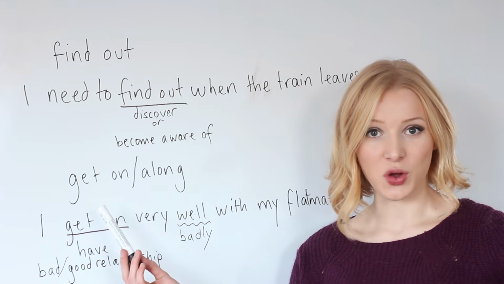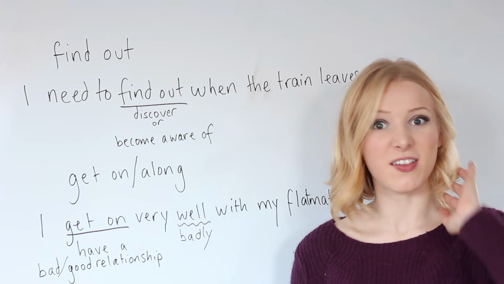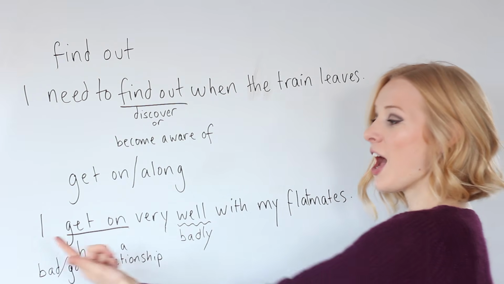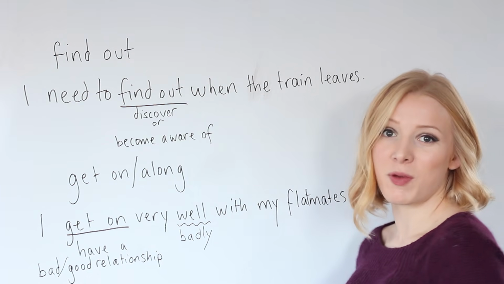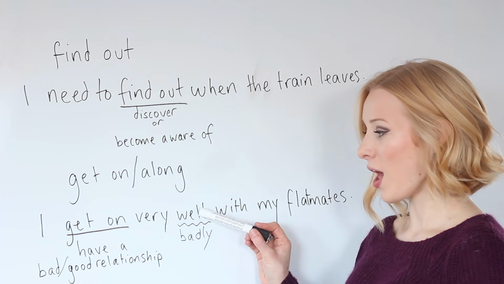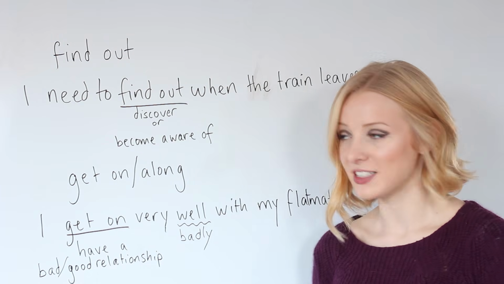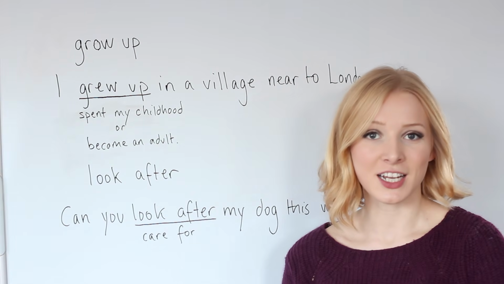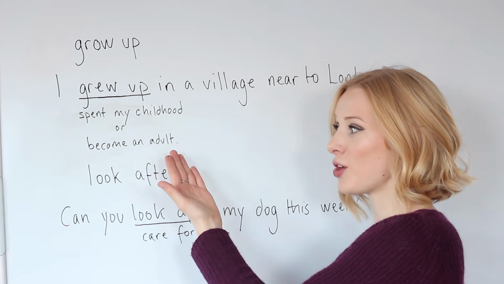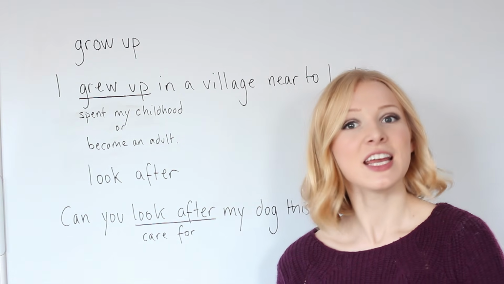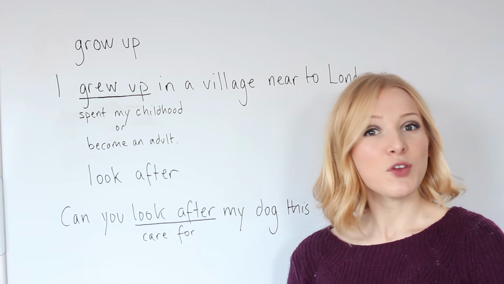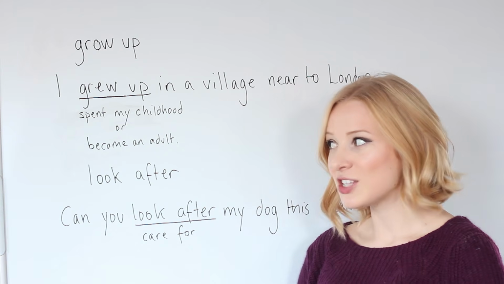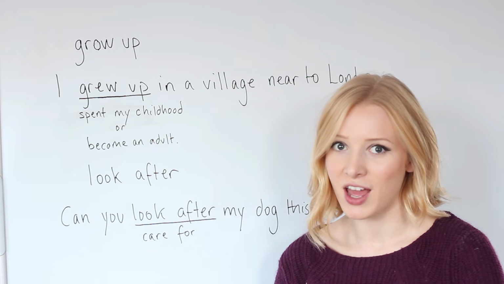Then we have get on or get along. These mean the same. I get on very well with my flatmates. I have a good relationship with my flatmates. If I change well to badly, it means the opposite. Next we have grow up. I grew up in a village near to London. This means that I spent my childhood or became an adult in a village near to London. If you are behaving immaturely, someone might say grow up. This could mean you need to behave like an adult.